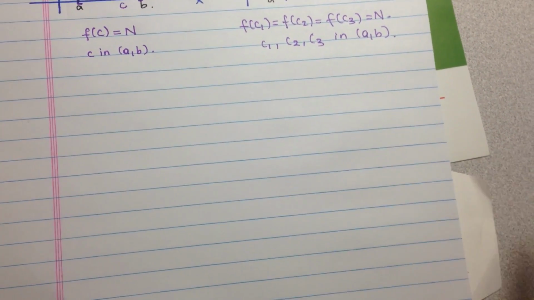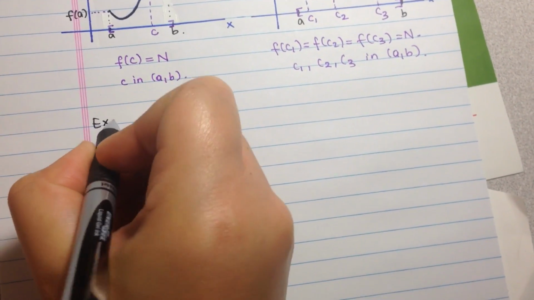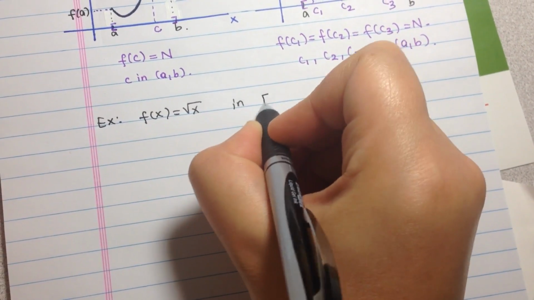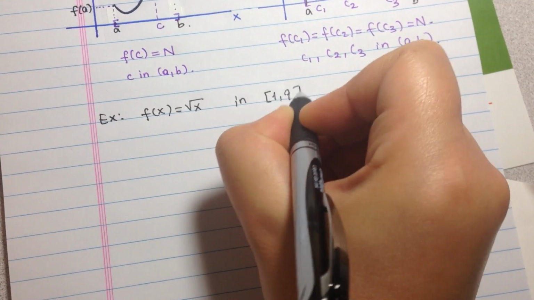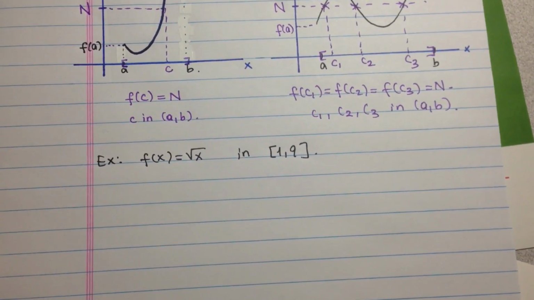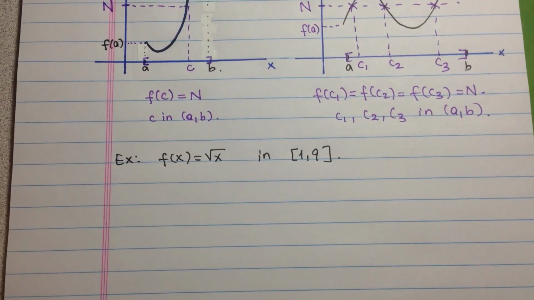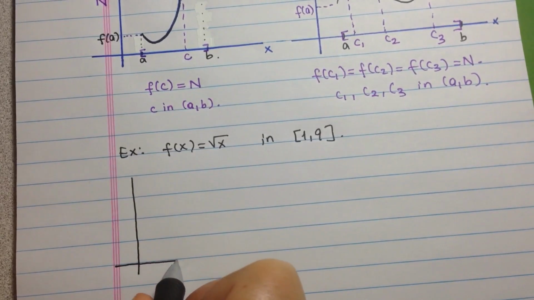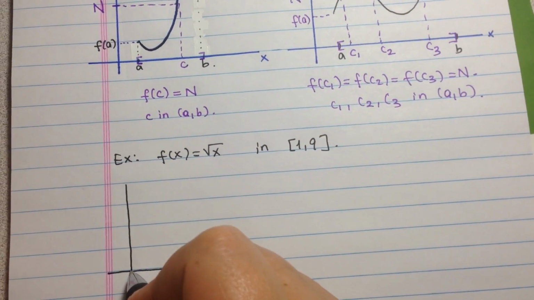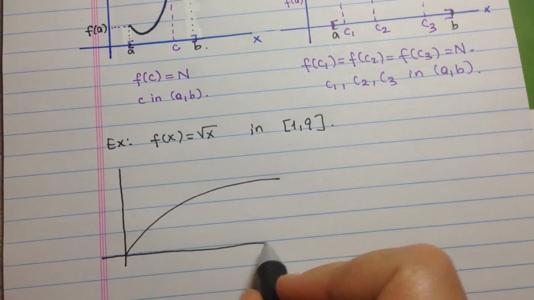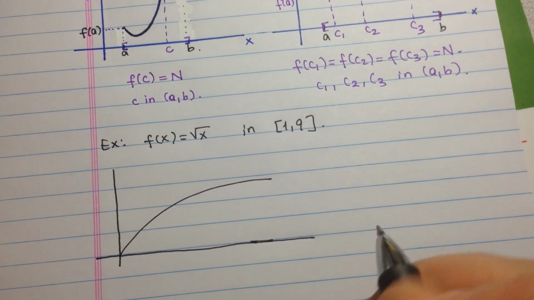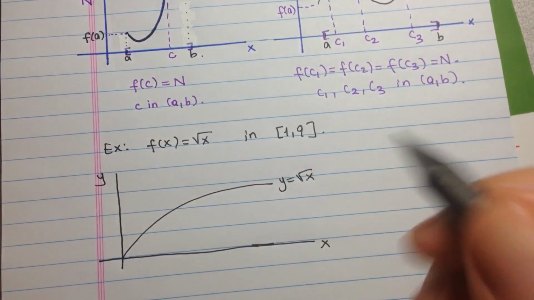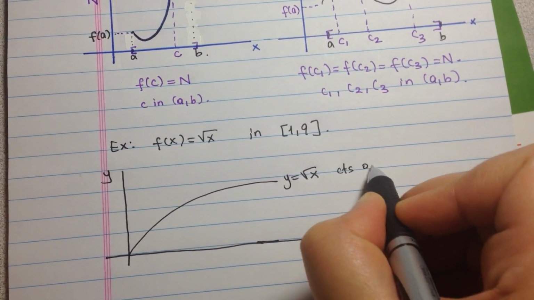Let's see another function, f(x) = square root of x in the interval [1, 9]. Is square root of x continuous on [1, 9]? Yes, and we know how the graph looks. If I draw it quickly, it will be a nice curve like this. Let's make my x-axis a bit longer. So this is x, that's y, and I have y = square root of x, continuous on [1, 9].